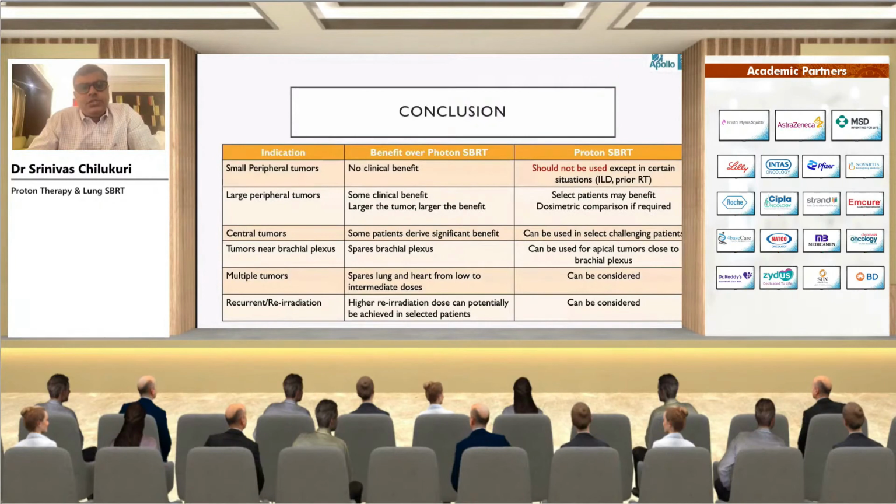And this is my conclusion slide: small peripheral tumors, absolutely there is no indication for protons. In challenging situations, when we have large peripheral tumors or ultracentral tumors where achieving those constraints is very difficult, or tumors near the brachial plexus, multiple tumors, recurrent re-radiation, in these situations, proton therapy could be utilized to deliver extremely hypofractionated radiation. Thank you so much.